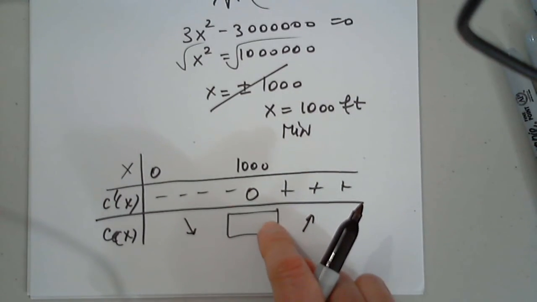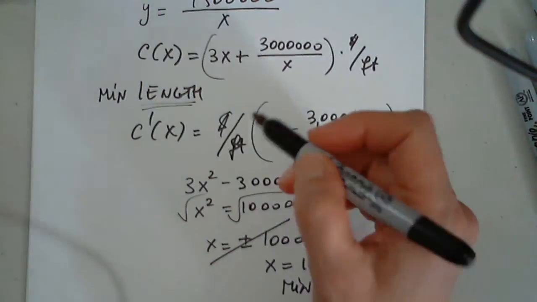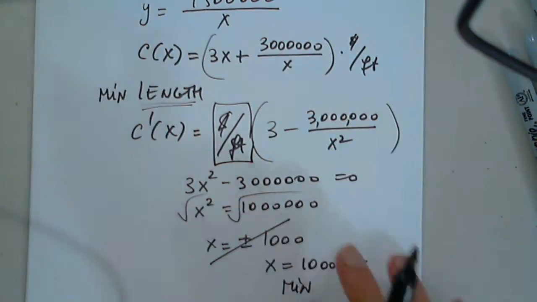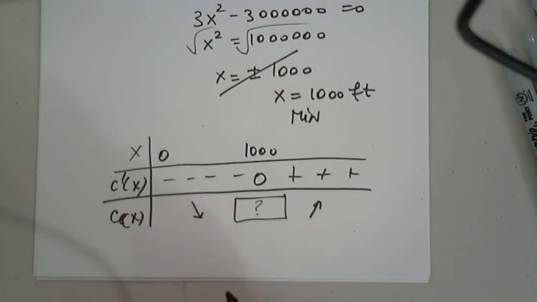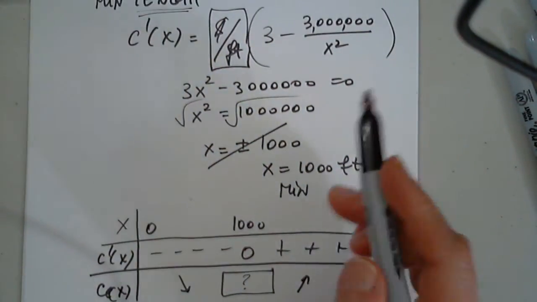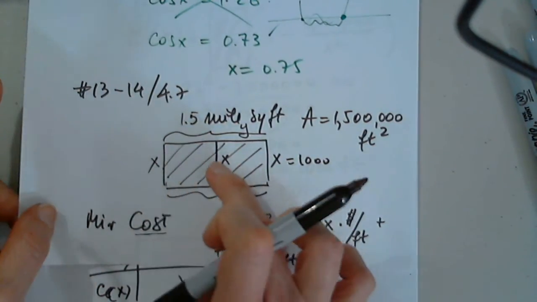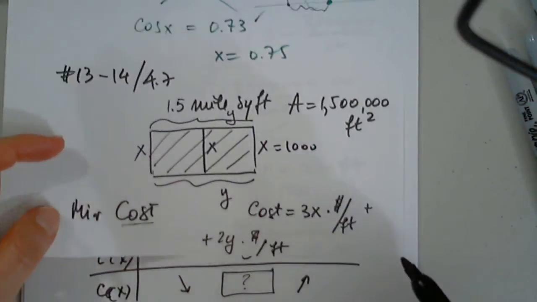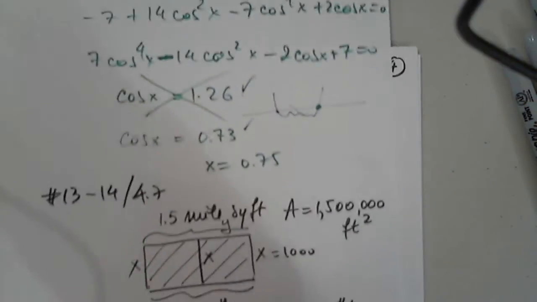If I want to find the minimum value, I cannot really find it because I don't have the cost per foot, so it cannot ask us for that. But it's clear that x has to be 1,000. Now I have to find y. And how do I find y? I simply divide 1.5 million over 1,000, so it's 1,500.